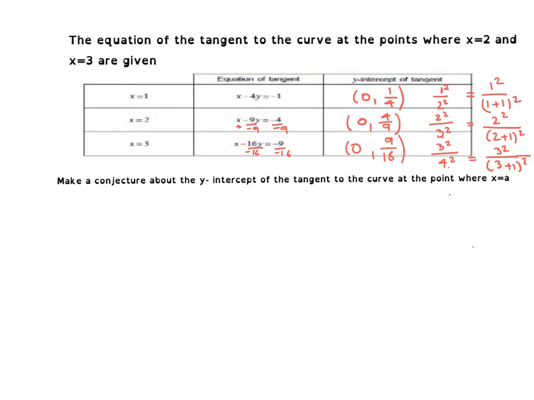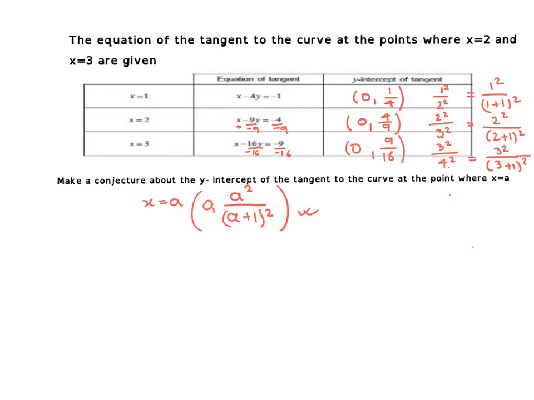So there's a pattern. So now we can make a conjecture. The y-intercept of the tangent to this curve when x is equal to a, where x is any number, does look like a to the power of 2 over (a plus 1), where a is any number, in brackets, and everything to the power of 2. So the point is 0, y coordinate. Okay, so this is our conjecture.